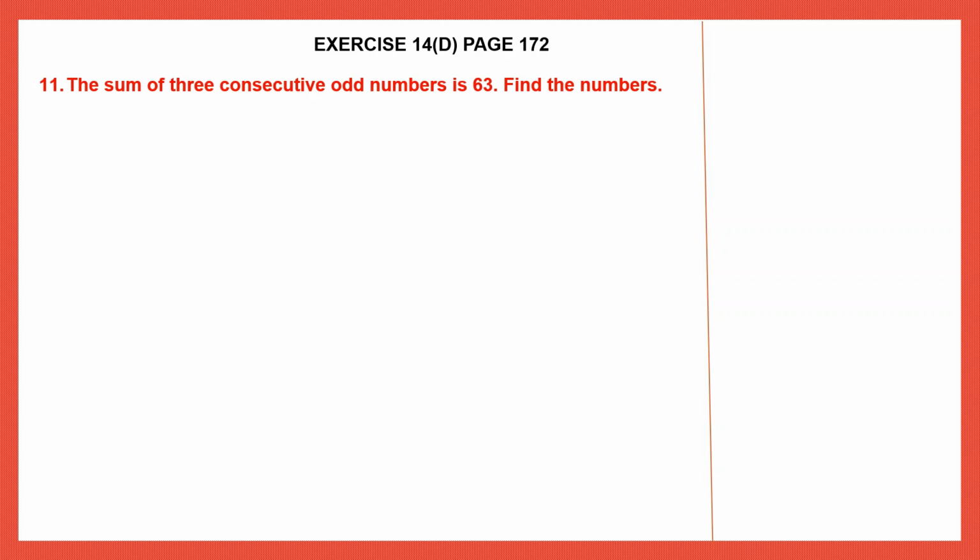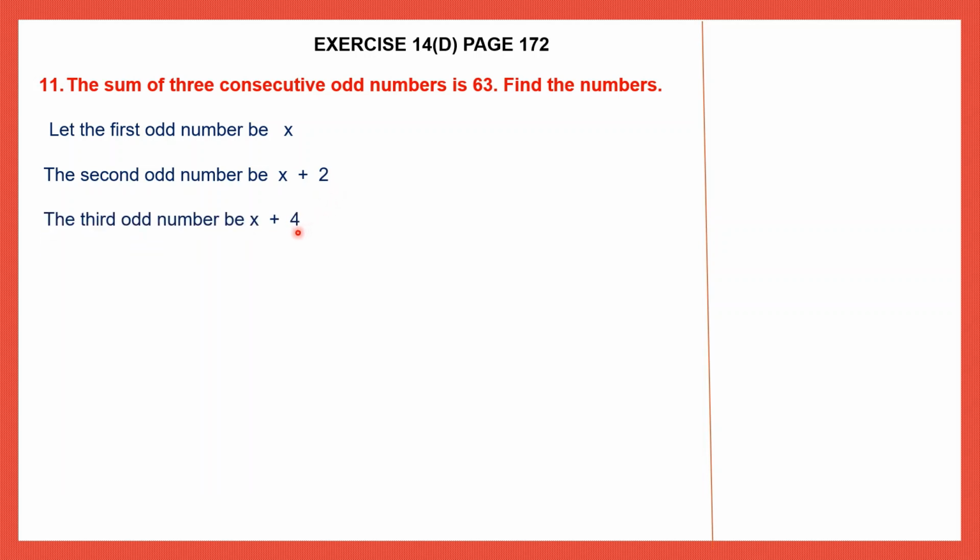The sum of three consecutive odd numbers is 63. Find the numbers. Let the first odd number be x. So the second odd number will be x plus 2. We're taking consecutive odd numbers, so we have to skip a number and take. So that becomes x plus 2. The third odd number will be x plus 4.